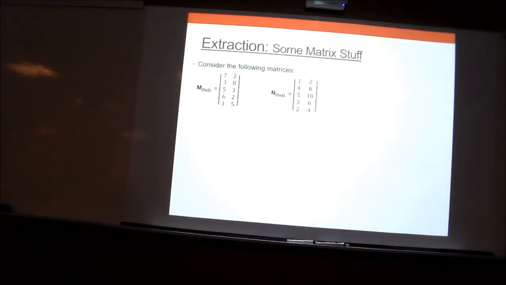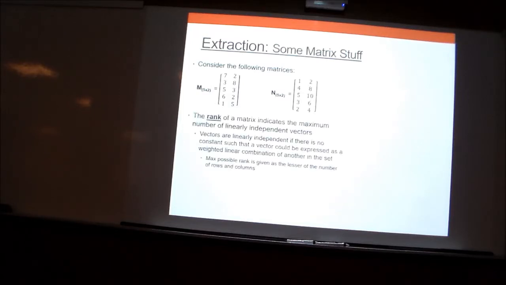We're not going to get into this a whole lot, but in terms of what's going on, you get an understanding of why things can fall apart sometimes. We've got two matrices here, matrix M and matrix N. Matrix M, the rank of this matrix is going to be indicated by the maximum number of linearly independent vectors, right? If we're talking about linearly independent vectors, what we're saying is that there's no constant that we could add to any single element of one vector that's going to perfectly reproduce the second vector.